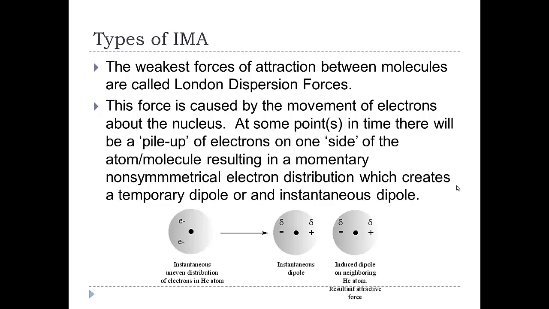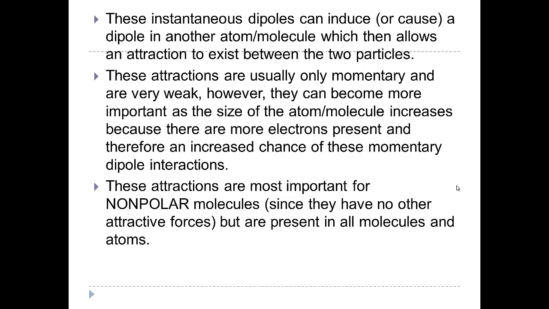An example of that is with the helium atom. Helium has 2 electrons. If by chance both electrons end up on one side of that atom, you'll create an instantaneous dipole, where one end of the atom will be a little bit negative and the other end will be a little bit positive. When that happens, it can induce a dipole in a neighboring helium atom, which will result in an attractive force. And this is what allows noble gases to form liquids and eventually solids. These instantaneous dipoles can induce or cause a dipole in another atom or molecule, which then allows an attraction to exist between the two particles.